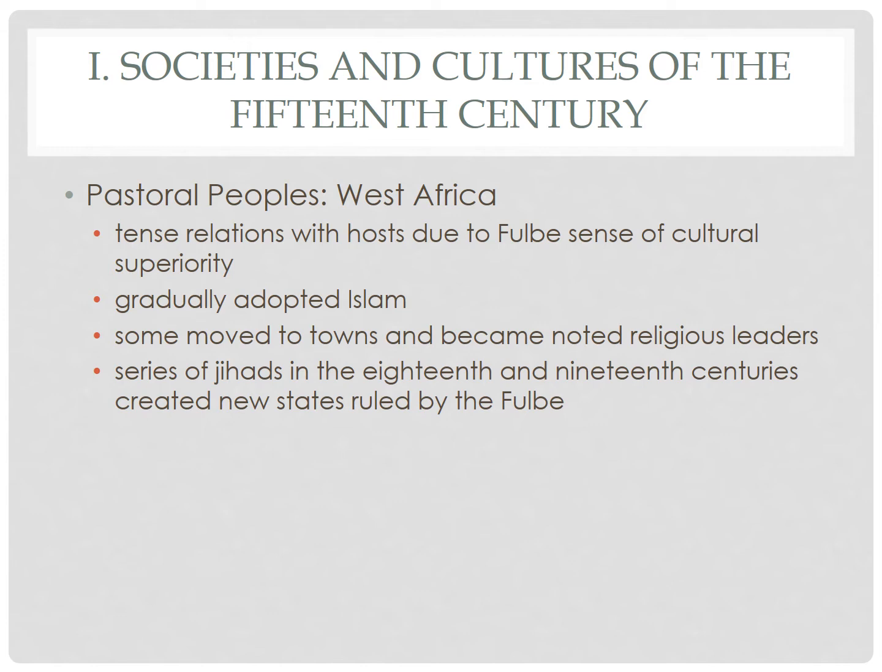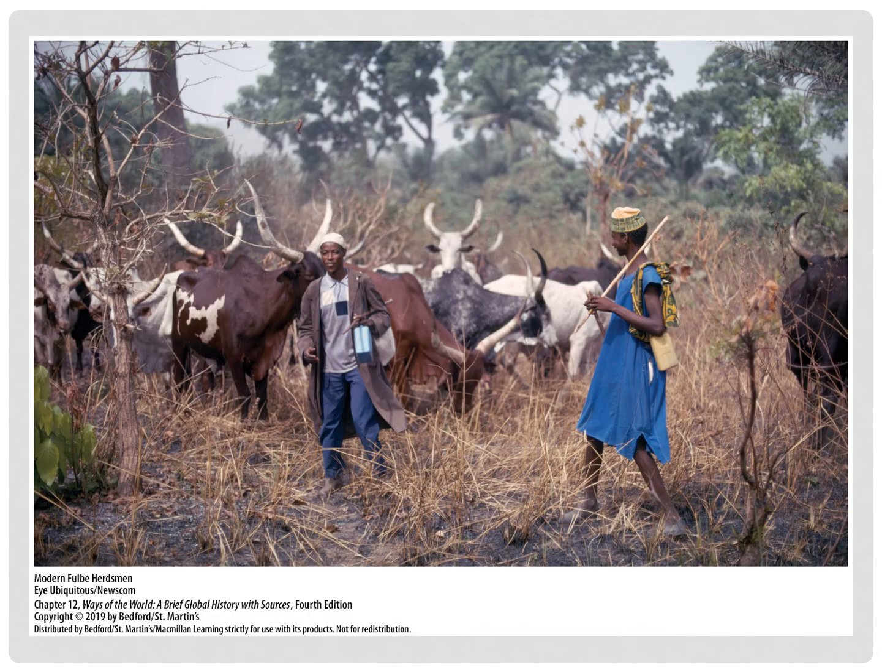And a series of jihads in the 18th and 19th century are going to create new states ruled by the Fulbe. And these are modern Fulbe herdsmen. So again, pastoralists are people who raise herds of some kind. It could be cattle, it could be sheep, any kind of herd animal.